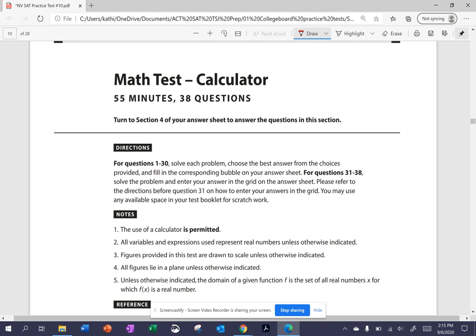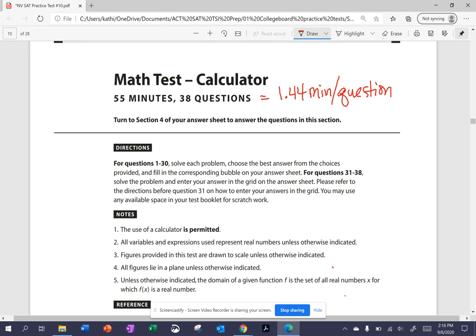We have 55 minutes to do 38 questions. That means you have 1.44 minutes per question. So if you're not getting the question in a minute and a half, you're eliminating the answers that you don't know and choosing from the remaining ones. If you have time, you'll come back.